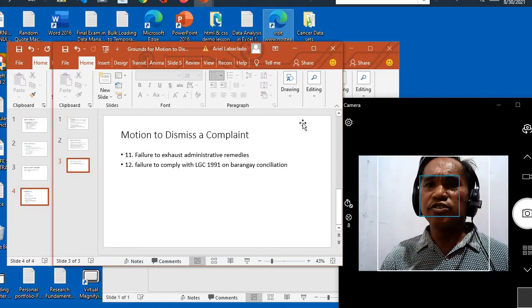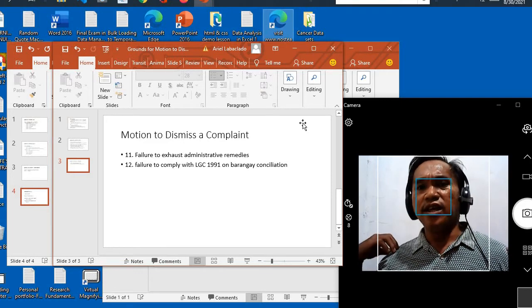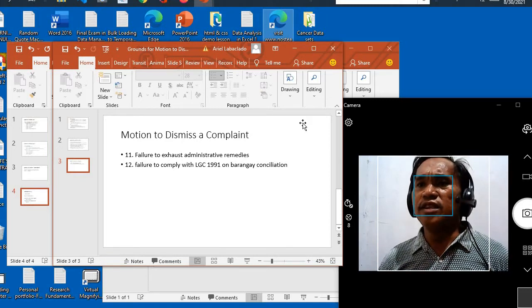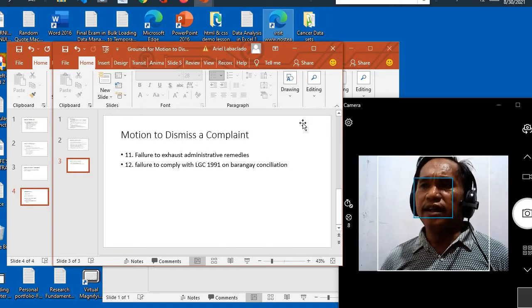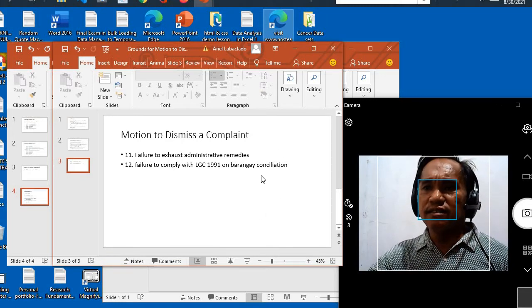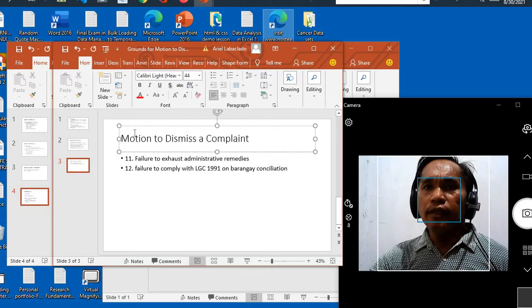Then the 11th, failure to exhaust administrative remedies. So if the administrative remedies have not yet been exhausted, and then you file a case right away in court, then your lawyer can move for dismissal. So that is a ground for dismissal.